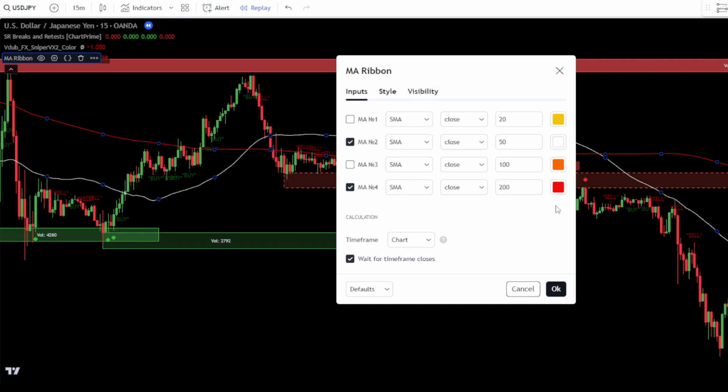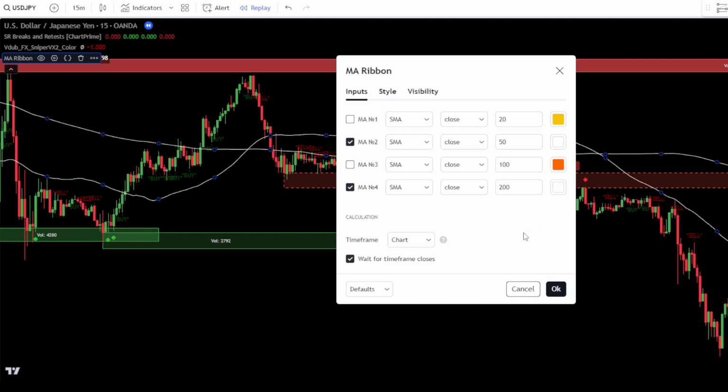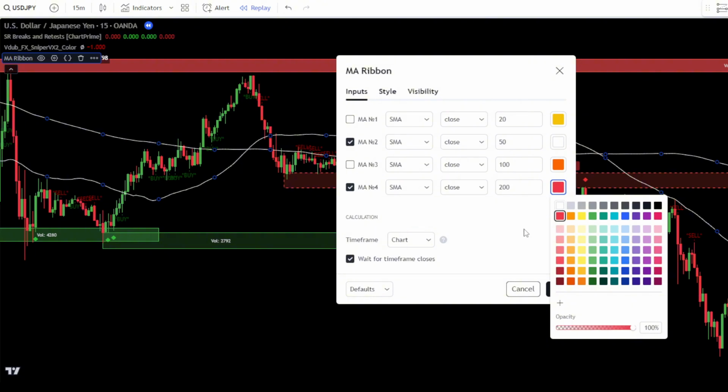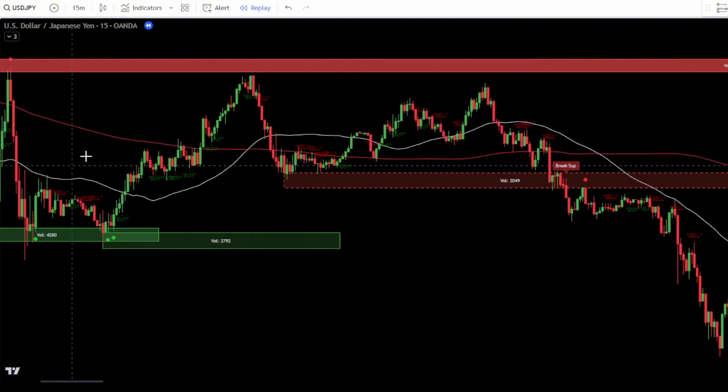Once done, simply click OK to confirm the changes. This moving average ribbon indicator will serve as a trend guide in the market. If the simple moving average or SMA 50 crosses above or stays above the SMA 200, it indicates a bullish trend. Meanwhile, if the SMA 50 crosses below or stays below the SMA 200, it indicates a bearish trend.